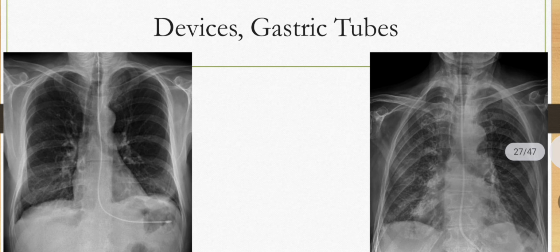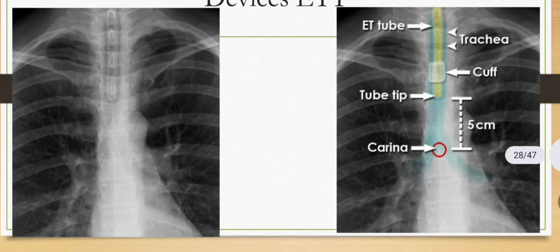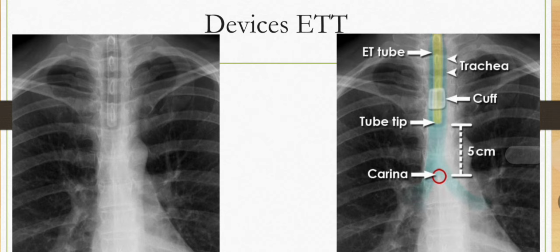Devices, gastric tubes. When an NG tube is passed near the stomach, it will be shown on X-ray. Devices like an ETT: when the tracheal tube is placed, it can be visualized. ET tube, trachea, cuff: 5 to 7 centimeters before the carina.